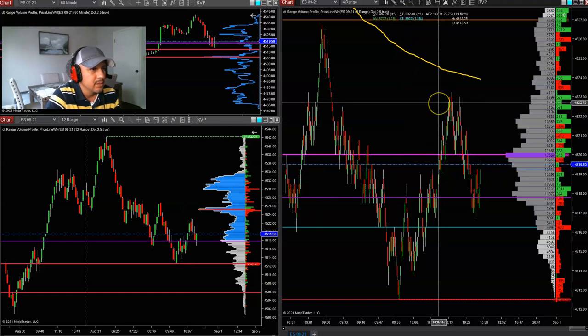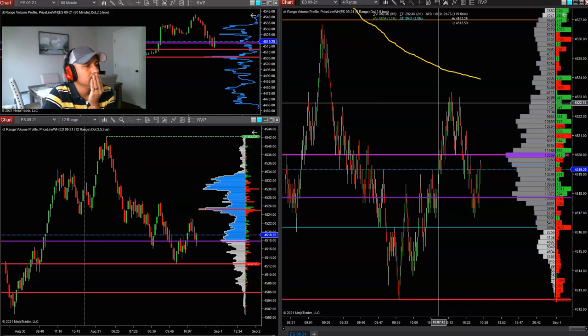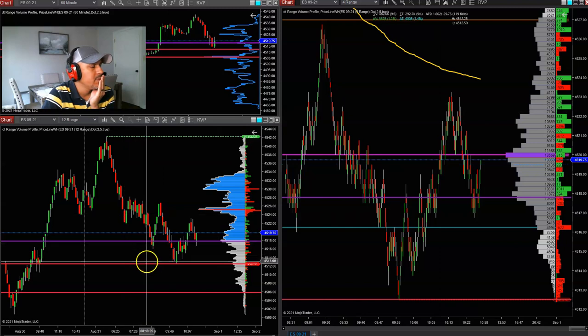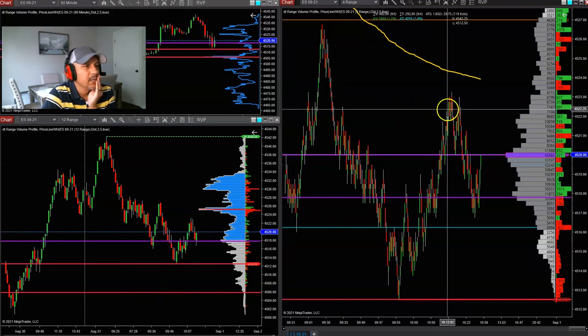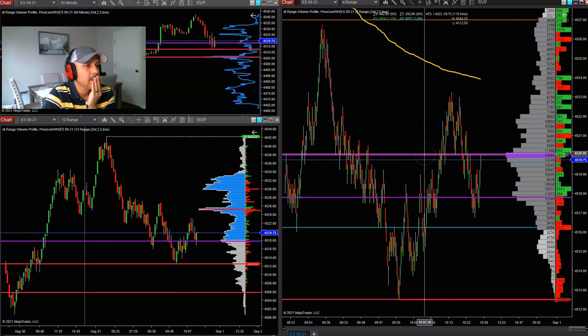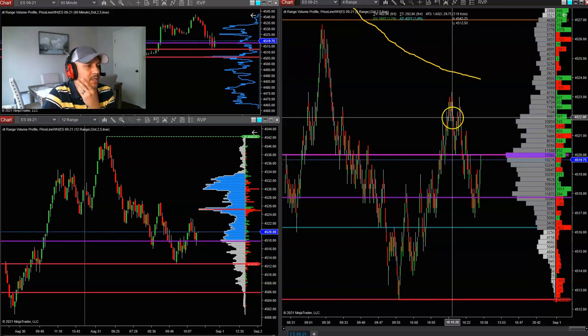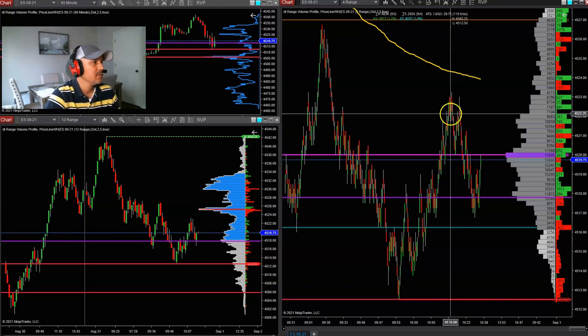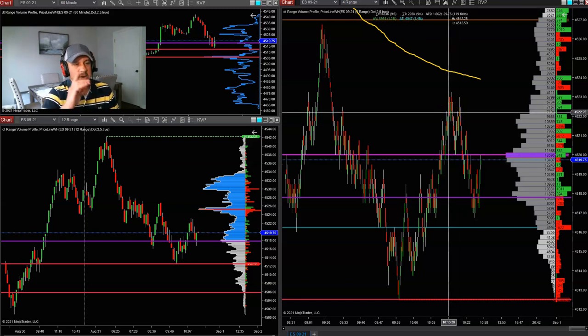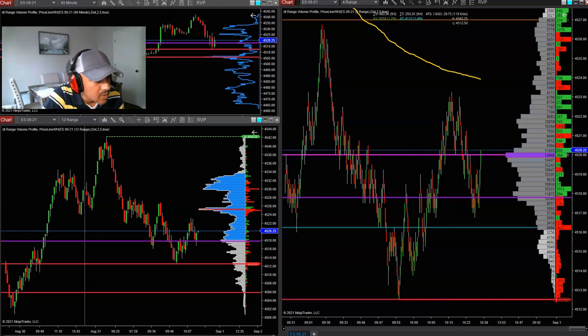Let me take a look. This would have been a pullback. Push down, pushed up, push down, pullback, and yeah, this was a short. I don't know why I didn't catch that short. I wasn't paying attention. My mind was focused more on taking a long entry.